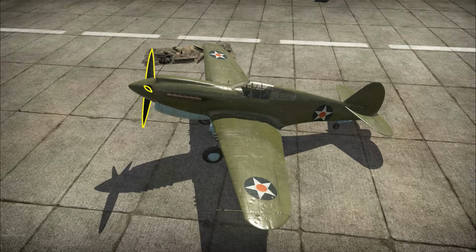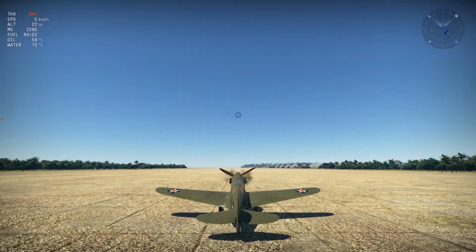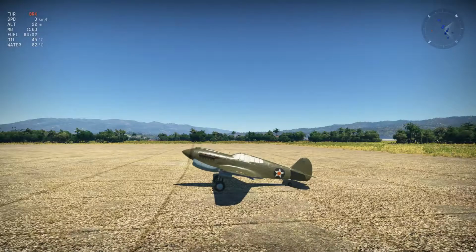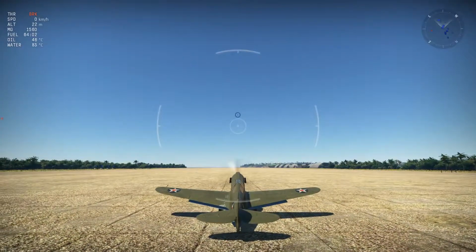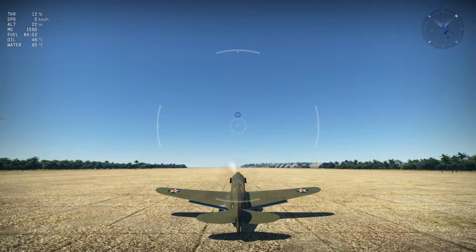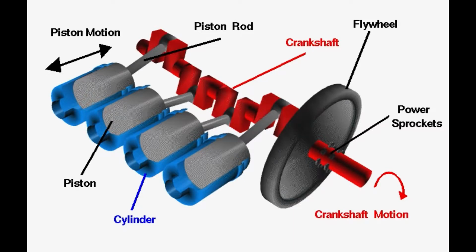Prop planes use Newton's third law to push themselves through the air. The angles of the blades are designed to push air backwards as the propeller rotates, which drives the plane forwards. The angle of the blades is called the pitch. There are two types of engines that use propellers: piston engines and turboprops.